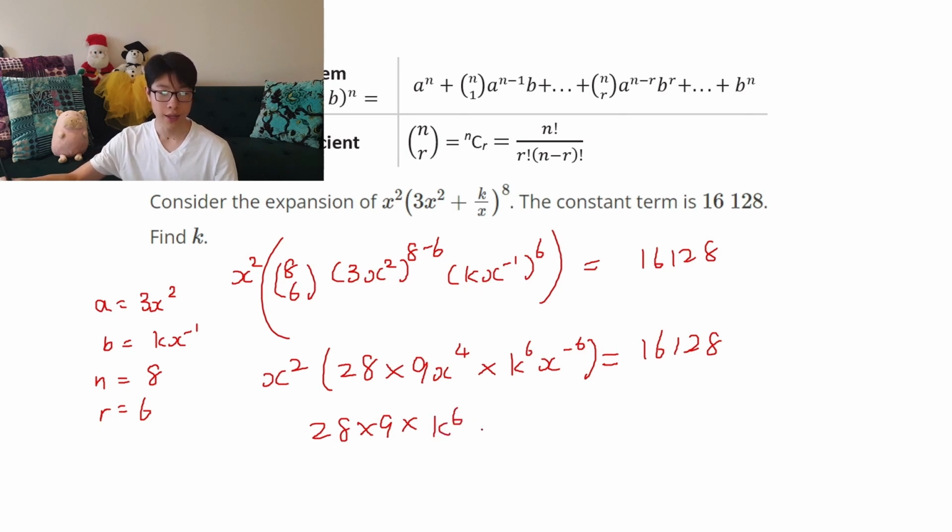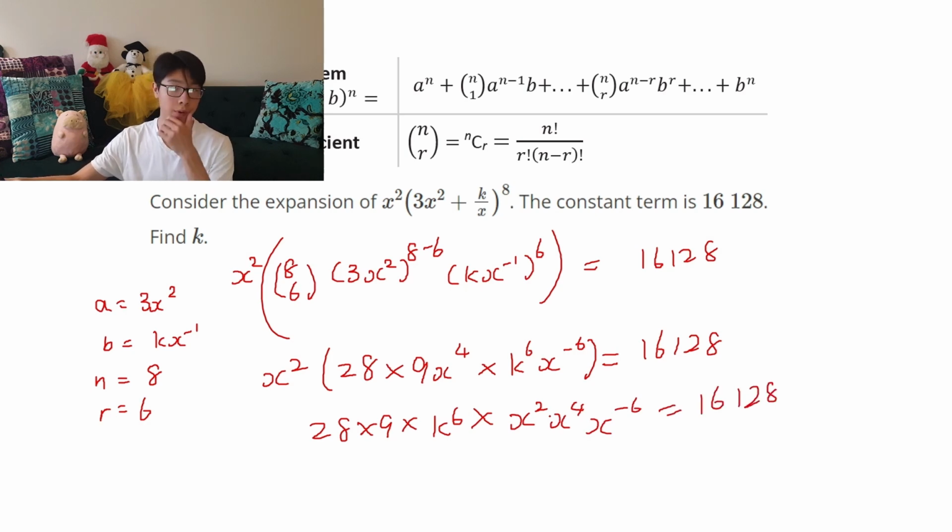So here we're left with x squared, and here we have x to the power of 4, and here we have x to the power of negative 6. And what we realize is that when multiplying indices of the same base, the powers will add. 2 plus 4 plus negative 6 will just be equal to 0, giving us x to the 0, or 1. So we've actually done it, and we have actually gotten the constant term. So this whole thing just cancels out. Now we can just simplify a bit further.